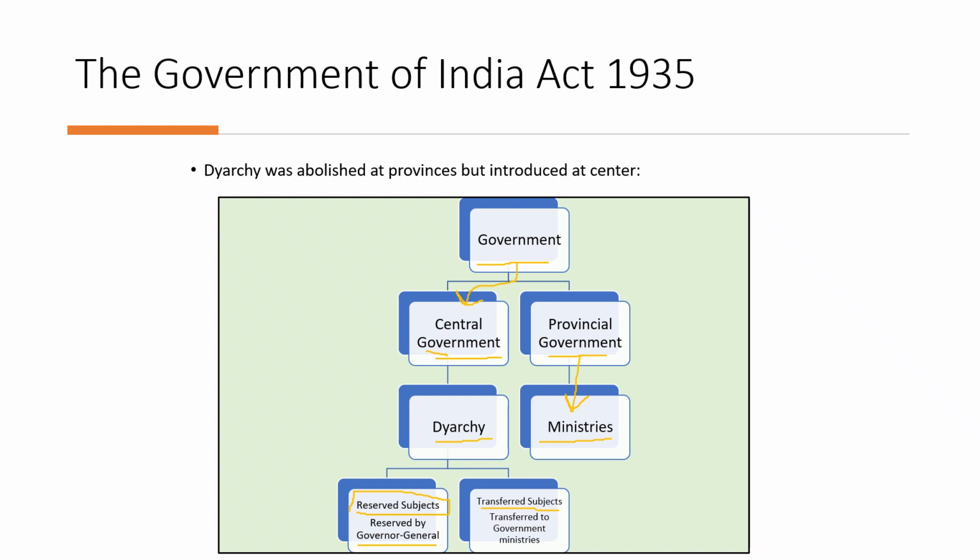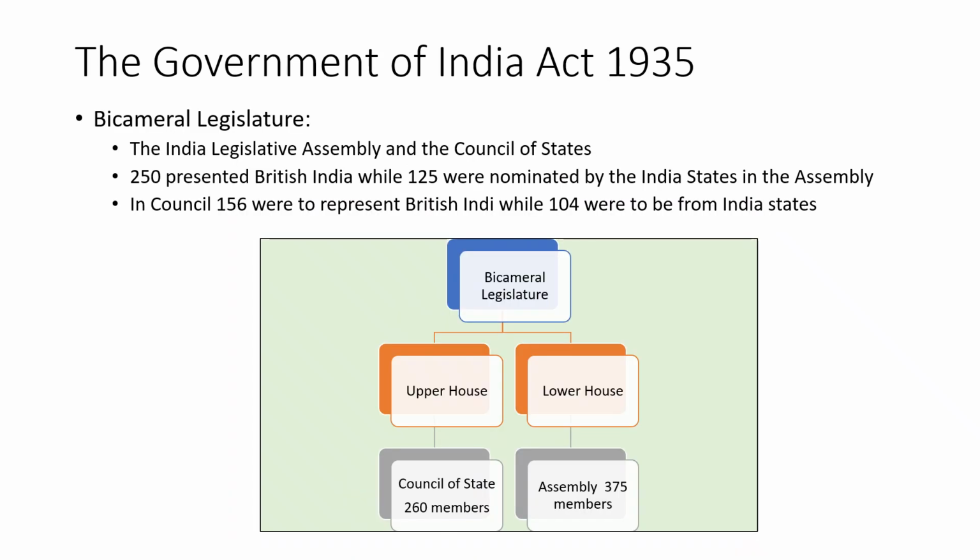Quaid-e-Azam Muhammad Ali Jinnah understood very well, the leaders of Congress understood very well, what the government is trying to do, what the British are trying to do. So this was the system of diarchy that was introduced at the level of central government in India. Then it was decided that the legislature of India would be bicameral. There would be an upper house and a lower house.